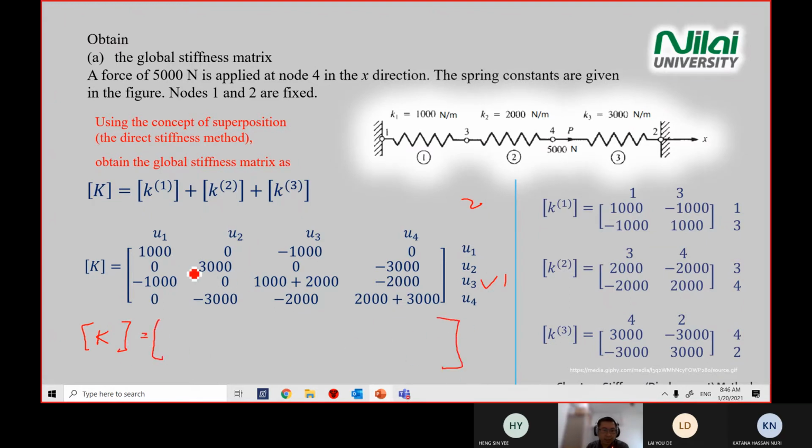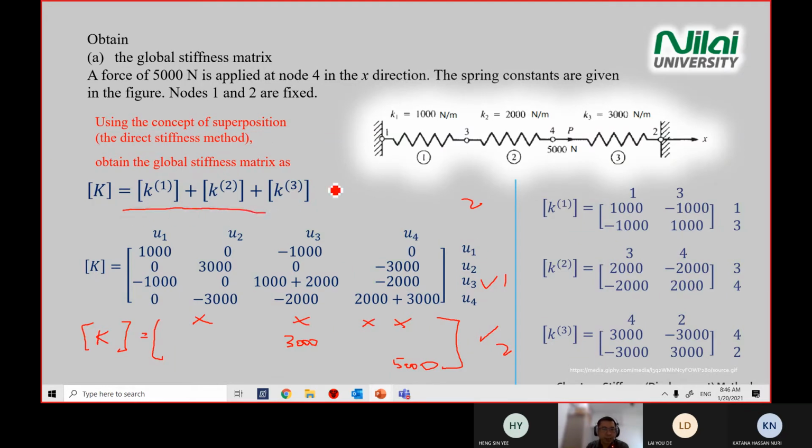So for a complete answer, you should copy all the numbers, and this location should be 3000 rather than 1000 plus 2000. This is just an operation. And then 2000 plus 3000, we should see 3000 and 5000 in your answer. Okay, so if you give me all the numbers here in the matrix, then you get a full mark.